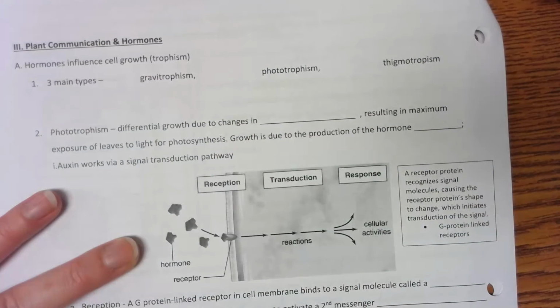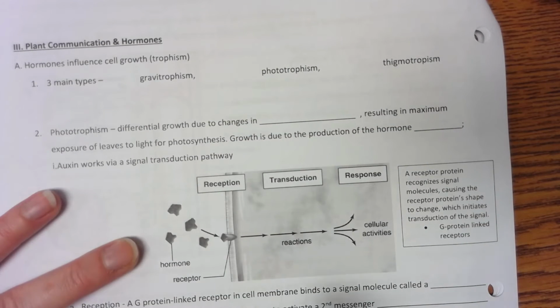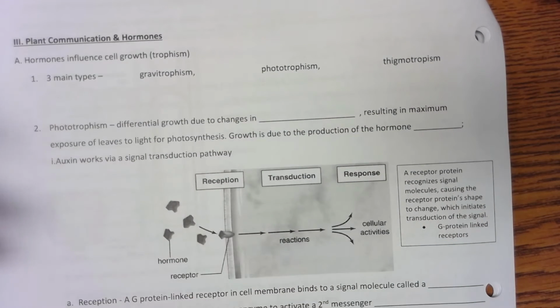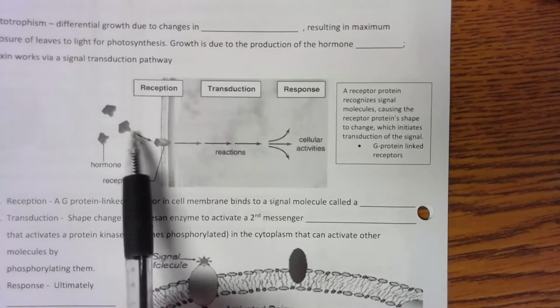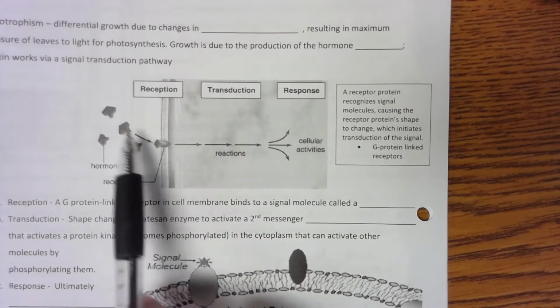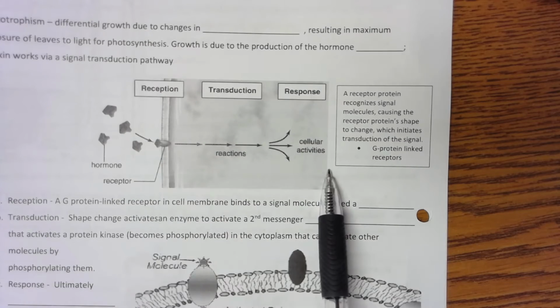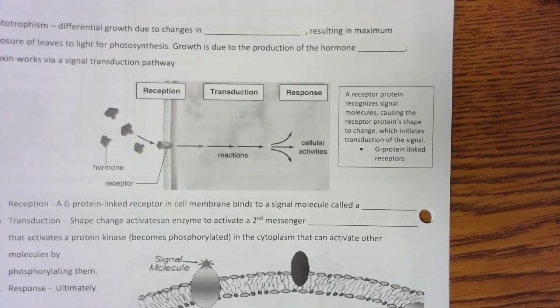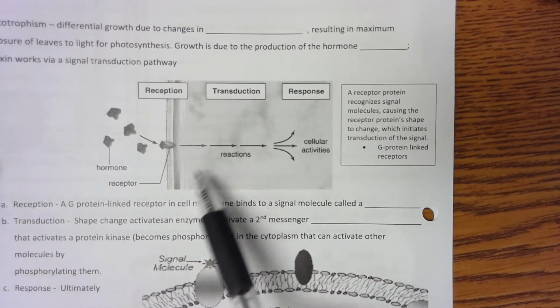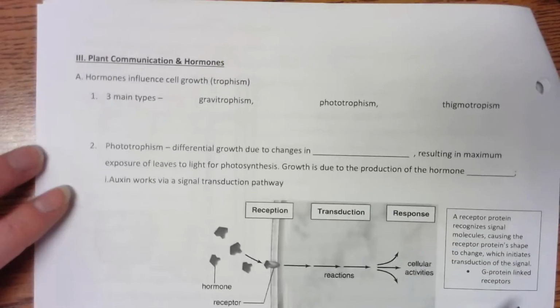This next section is all about plant communication and hormones. Some of this we've already talked about, how hormones work, and it's the same for plants as it is for animals. So you'll still see that signal transduction pathway. Hopefully some of this sounds familiar to you and what we've already talked about.